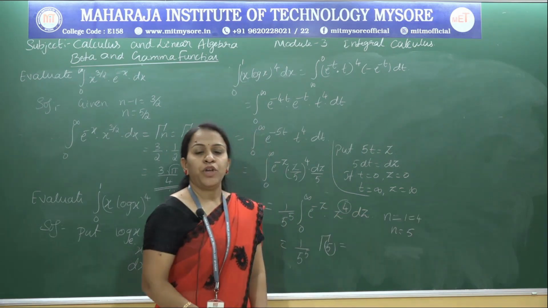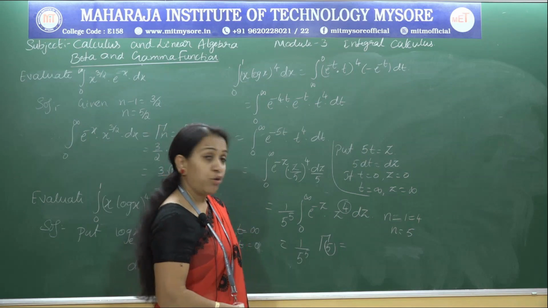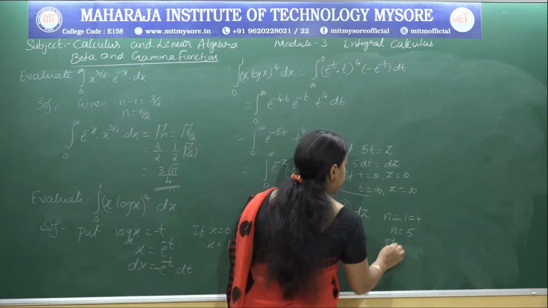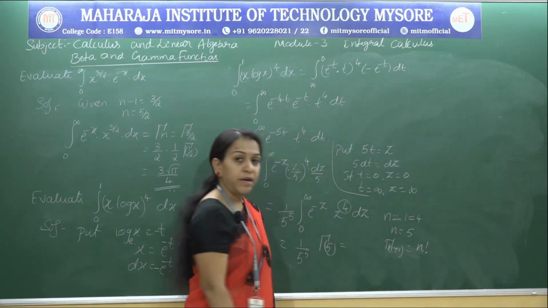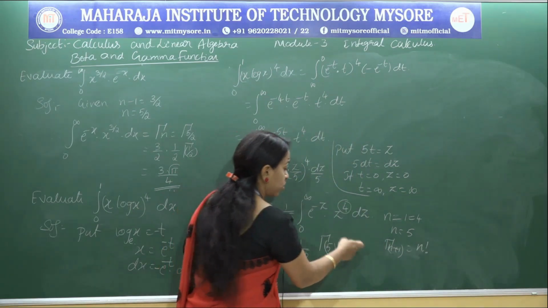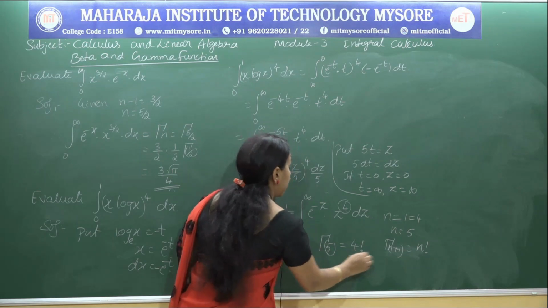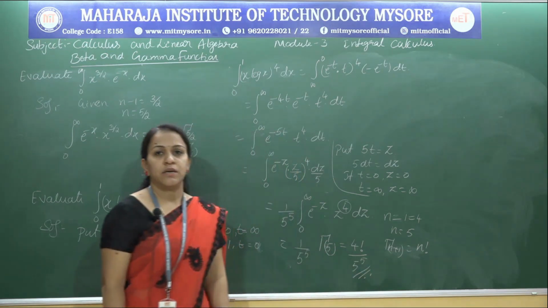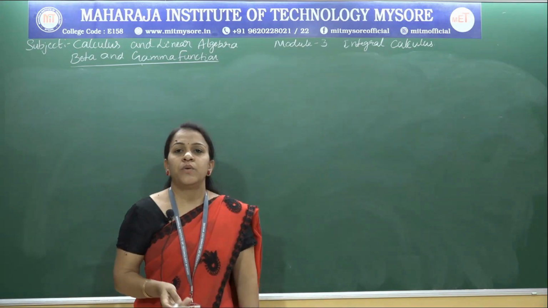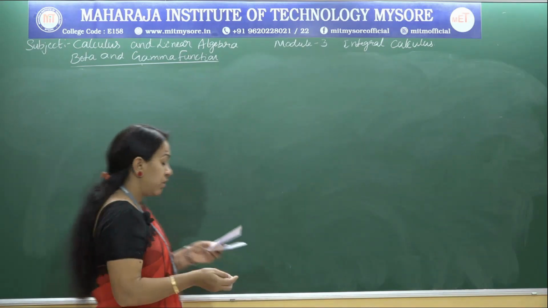Yes, so we know the standard gamma result. One more formula, that is, gamma of n plus 1 is nothing but n factorial, right? So we have 4 factorial by 5 to the power of 5 as the required result, right? So now the next problem.